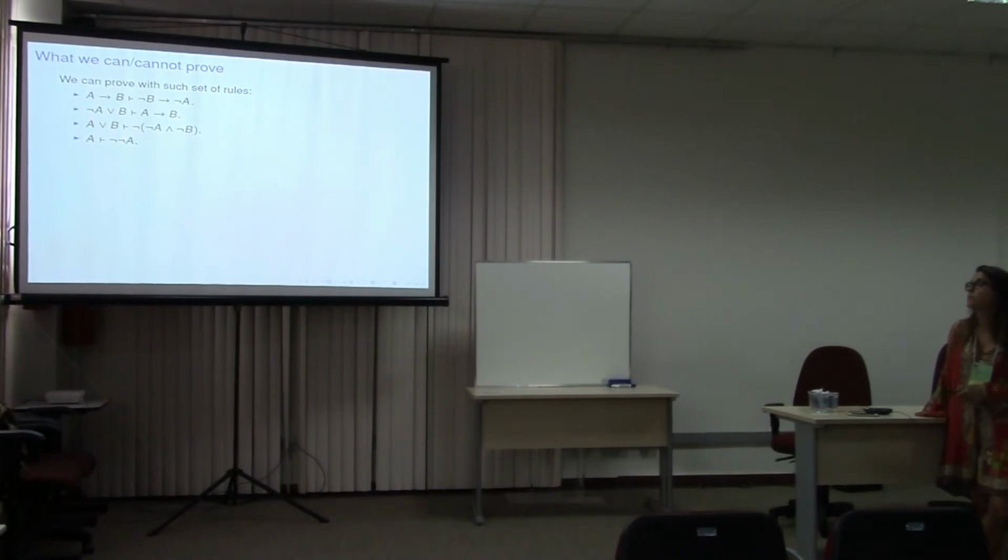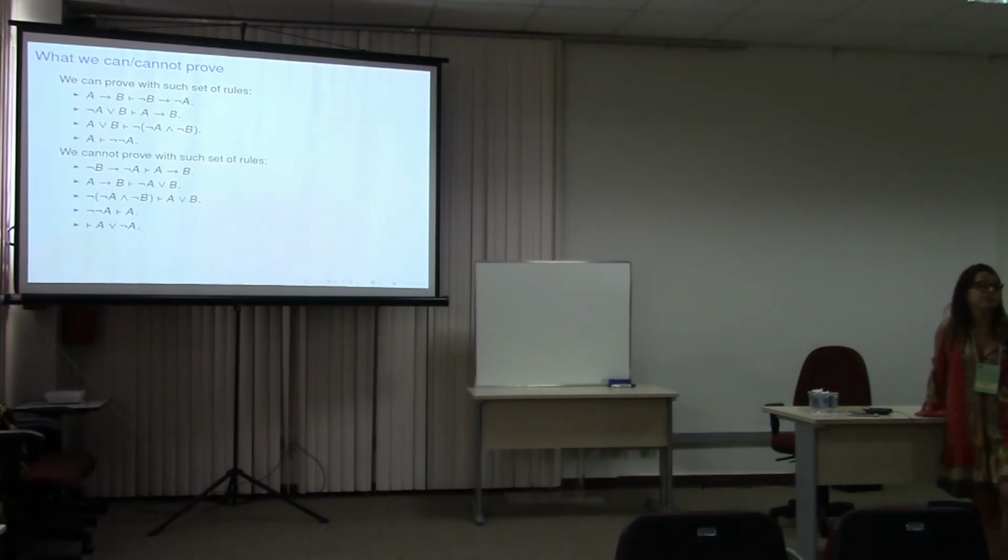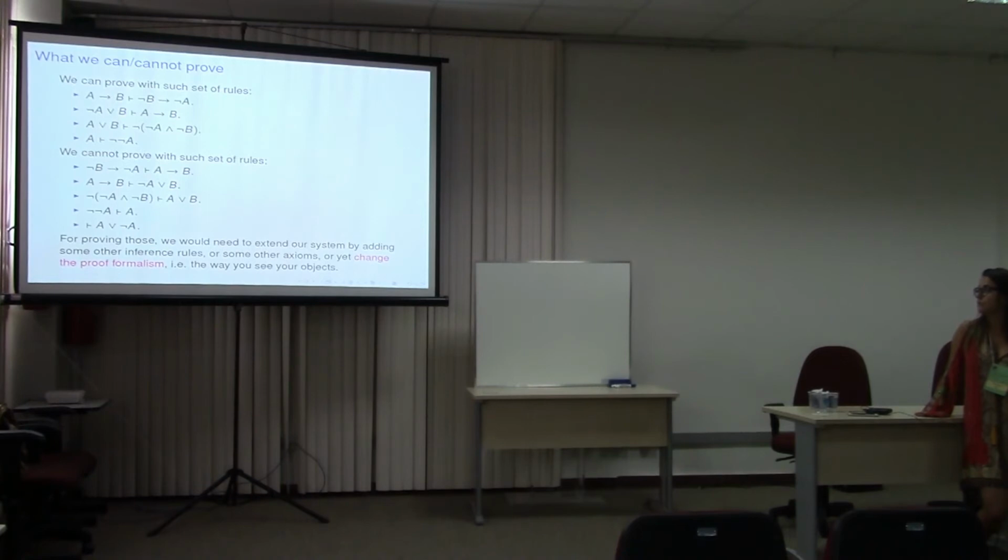You can prove one side of the double negation, but you cannot prove the other ones. So you cannot prove the opposite of this, or of this, or of this, nor the opposite of this. And of course, you cannot prove the principle of the excluded middle. Okay, so intuitionistic logic is fine. The set of rules is easy to define and to handle. But if I want to be able to prove these, of course, I have to leave intuitionistic logic and go to another logic. Then I have to change either my rules, or my axioms, or my formalism, or I don't know.